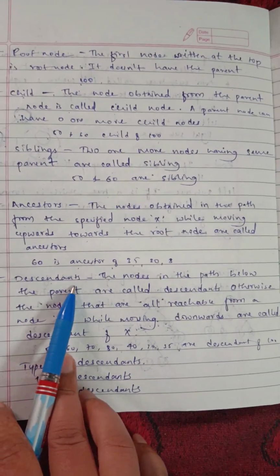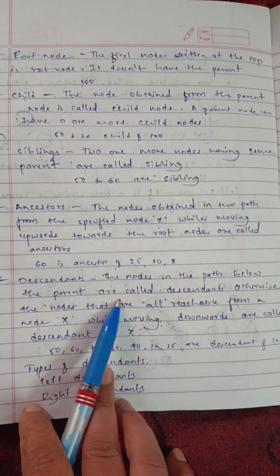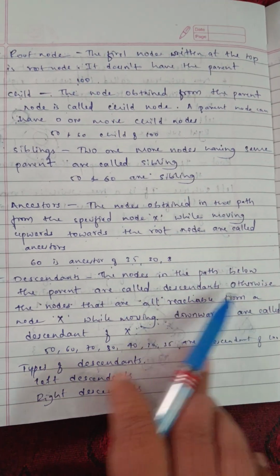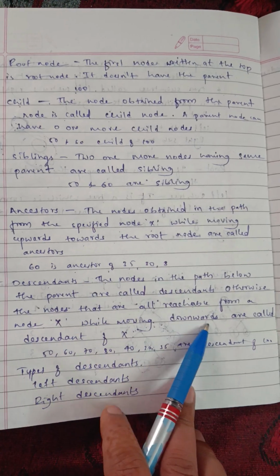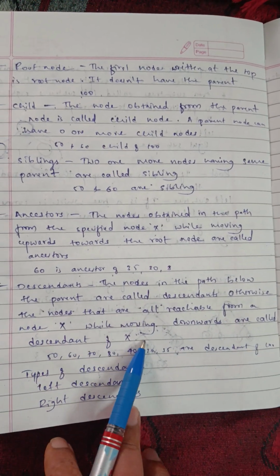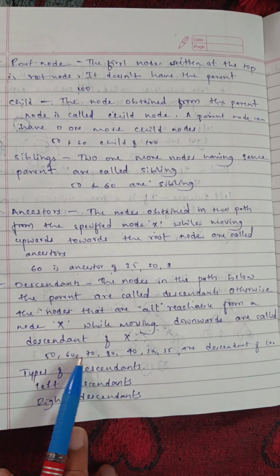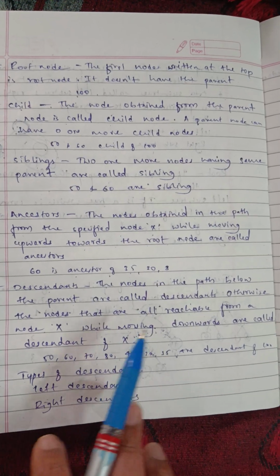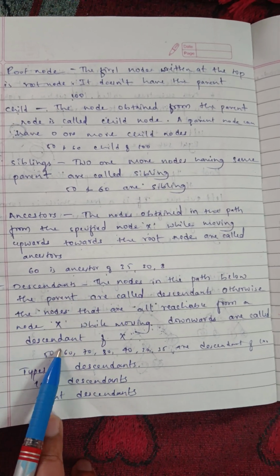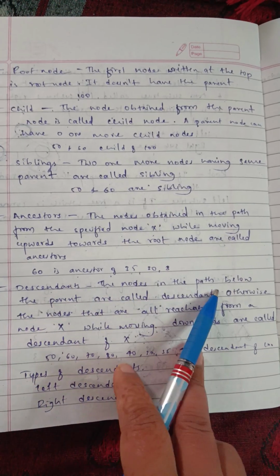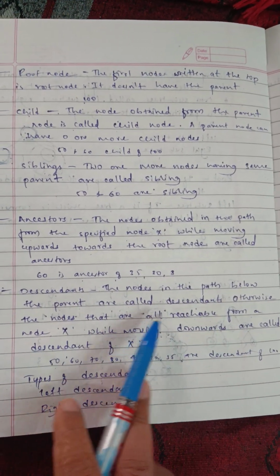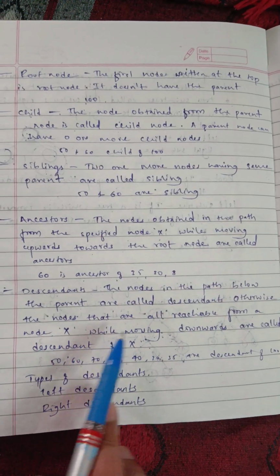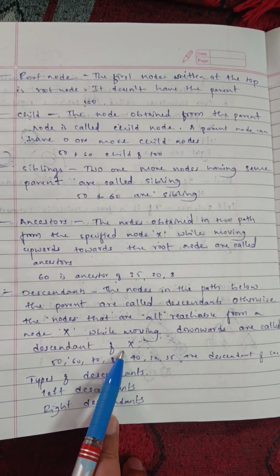Next is descendants. What is the descendant definition? Nodes in the path below the parent are called descendants. Otherwise, the nodes that are all reachable from node x while moving downwards are called descendants of x. Which are the descendants? 50, 60, 70, 80, 40, 35. Except the root node, all are the descendants. Yes. The nodes in the path below the parent are called descendants. Otherwise, the nodes that are all reachable from node x while moving downwards are called descendants of x.